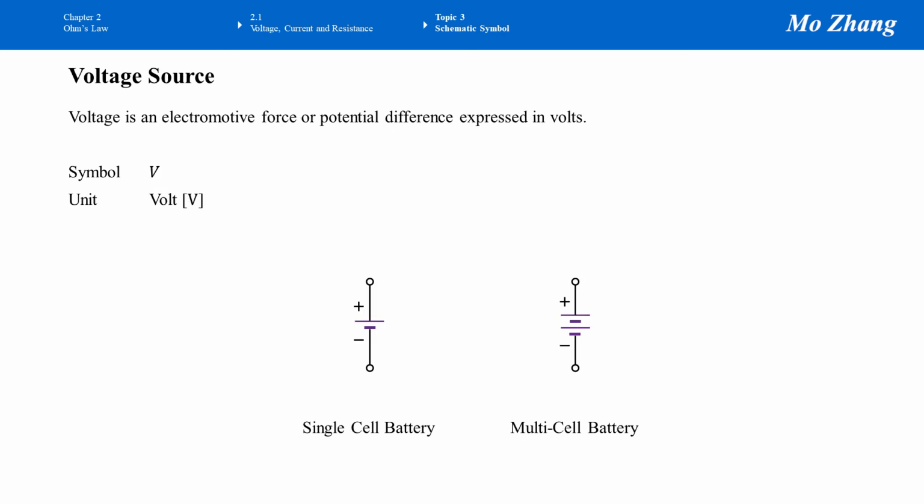Now let's talk about voltage source. Voltage is an electromotive force, or the potential difference. It's the electric potential that can provide current in the circuit. The symbol is V, the unit is volt, preferably just use V. Here are symbols for two different kinds of voltage source. The one to the left is a single cell DC source. The symbol to the right is a multi-cell DC voltage source. It has more than one battery connected together.